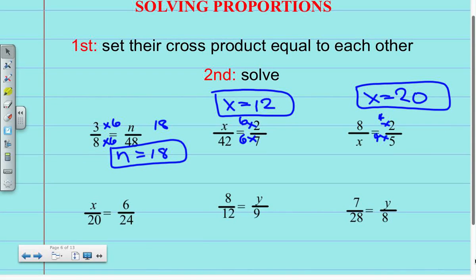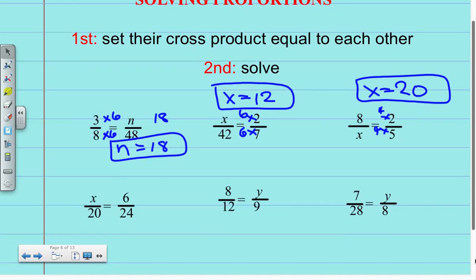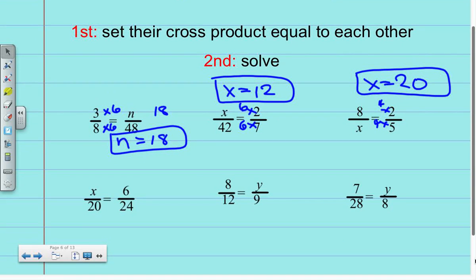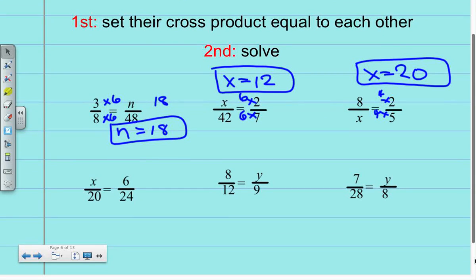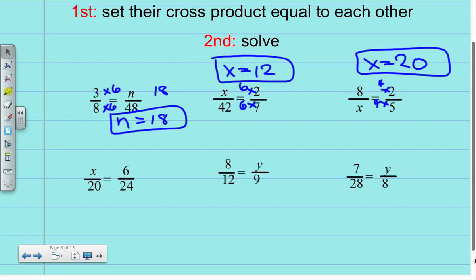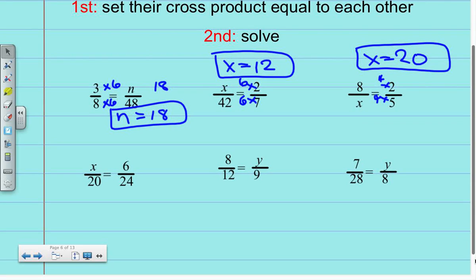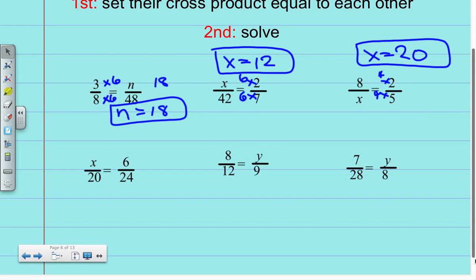The next strategy we have, if you look at 20 to 24, I can't multiply 20 by something to get to 24. So I need to think of a different method. If you can't multiply one by something to get to the other, then you need to set the cross products equal to each other.